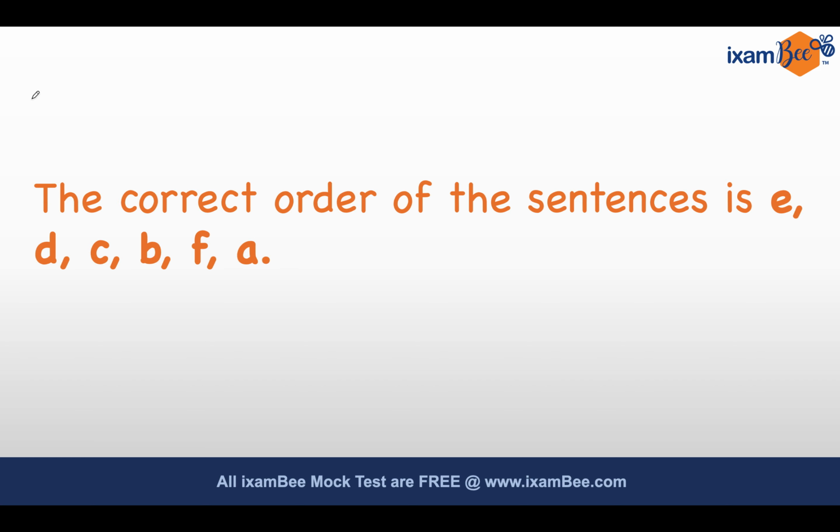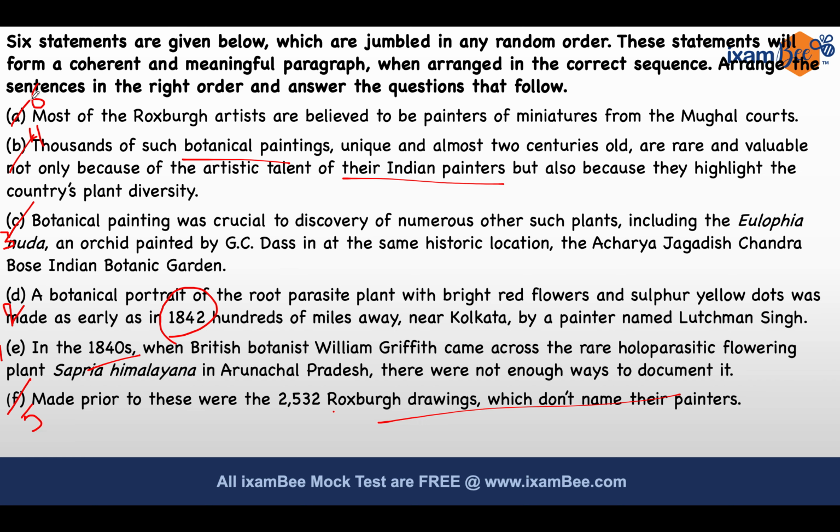We have E, D, C, B, F, A. So E, D, C, B, F, A. You see how I came to the conclusion so quickly? It's because I was trying to follow the main idea and the main keywords. I followed a date. Next I tracked a concept. Next again I picked up a word, Roxburgh artist, and saw that the word appears in another sentence. So they are pairs, they are mandatory pairs.